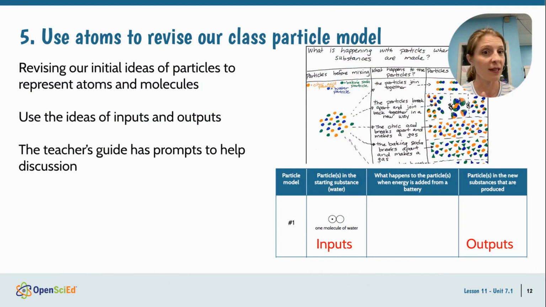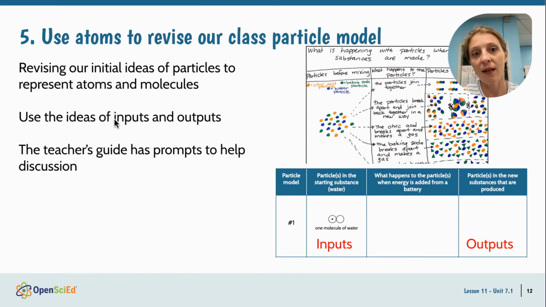In part 5, and this is at the end of day 1, we're going to use atoms to revise our class particle model. Now, the purpose of this part is to make new models. We were originally thinking that the bath bomb is made of particles of water, citric acid, and baking soda. But from the Dalton reading, we figured out that particles don't really exist. We have these things called atoms and molecules. So we need to revise our models.